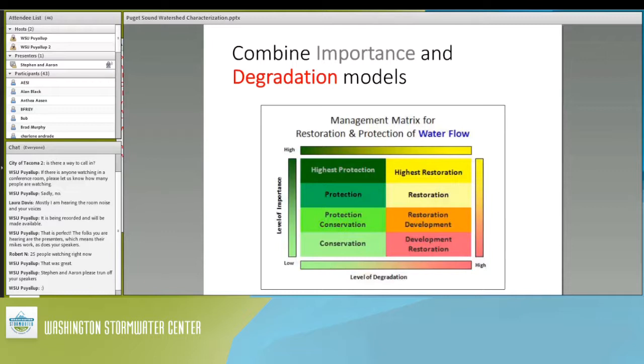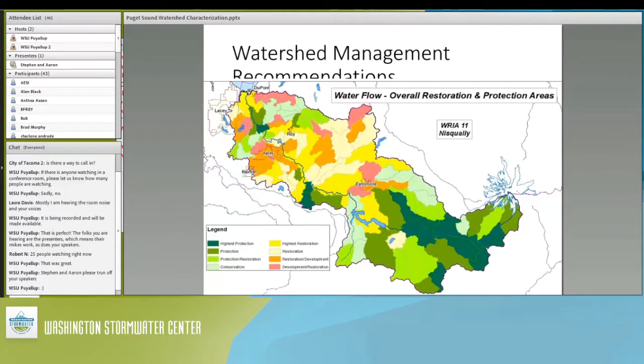So this is the basic management matrix that we use with the maps. And then this gives you an example in the same Nisqually watershed of how this might be used.